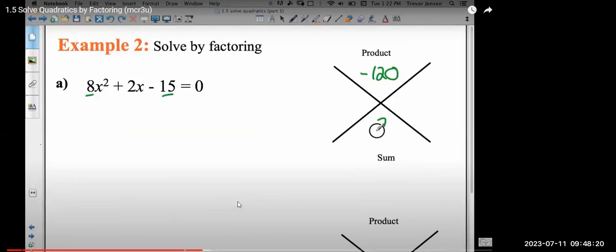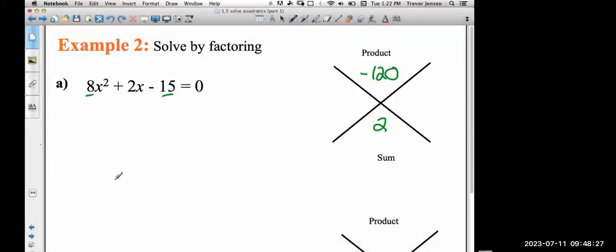So let's take a look at it. I should remind you that you always should have checked for a common factor first, but there is no common factor between 8, 2, and 15, so I couldn't take anything out. So we have to factor it the long way.